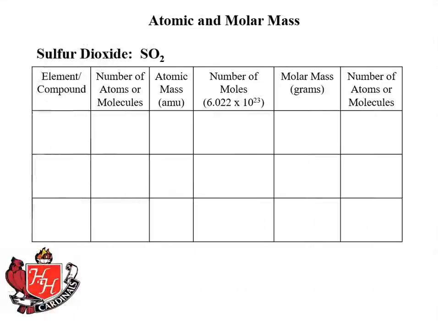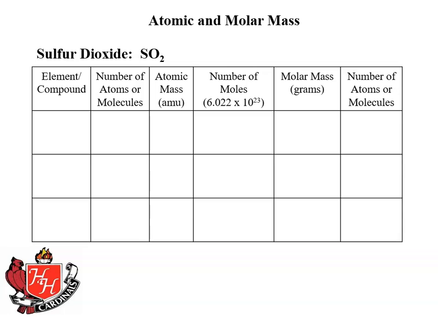Okay, next up. So now we're going to get into the concept of molar mass, and we're going to relate it to atomic mass. Moles are a very large number of atoms or molecules. It's 6.022 times 10 to the 23rd. That number's on your assignment sheet.